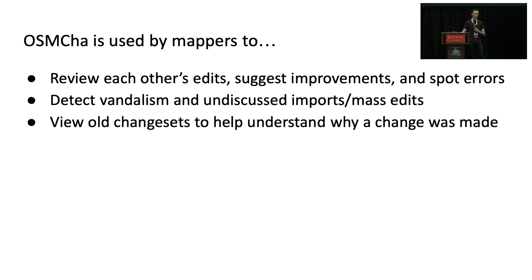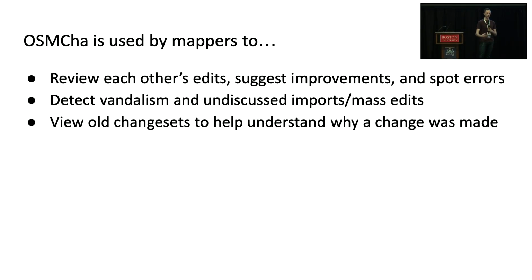So OSMCha is used for basically three major purposes. One is people review each other's edits. They watch their local area, they look at what other mappers are touching, and they look over it. They check in on it to make sure that people who are editing the map in their area are editing it accurately. It's also used to automatically detect vandalism and undiscussed mass imports and edits.